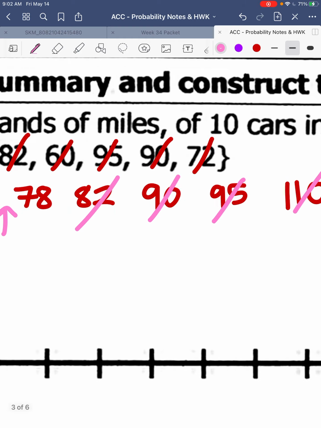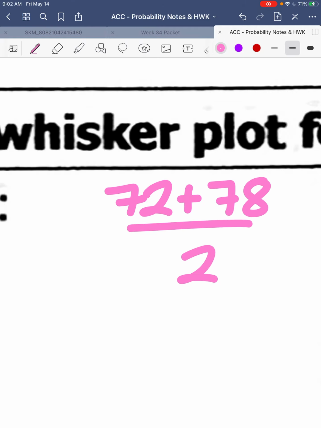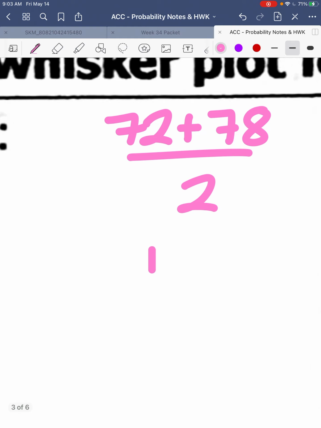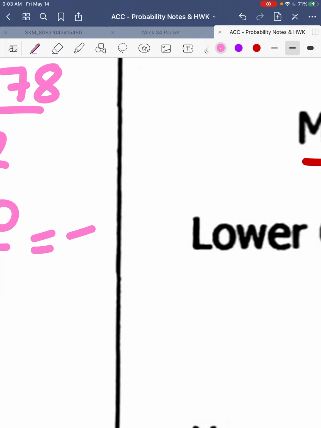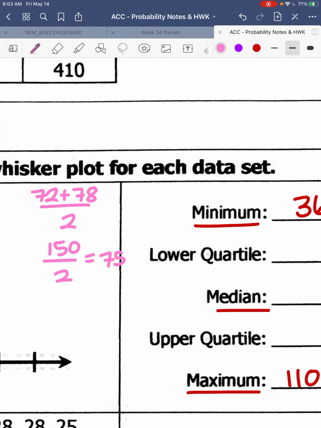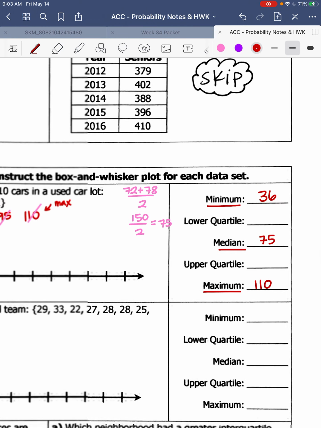So I'm going to find the average of those 2. So we had 72 plus 78, right? And I'm going to divide that by 2. So in my calculator, 72 plus 78 equals 150. 150 divided by 2 is going to be 75. So I know that my median then is 75.